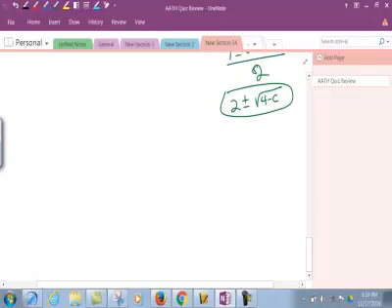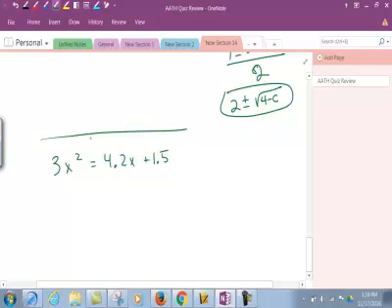Okay, a couple more we're going to do pretty quickly. 3x squared equals 4.2x plus 1.5. This is a calculator quiz, so it is possible that I might give you a question like this and solve using the quadratic formula. Okay, so again, we want to bring everything over just like with factoring and completing the square. You can't do it until you have all the terms on one side equal to 0.